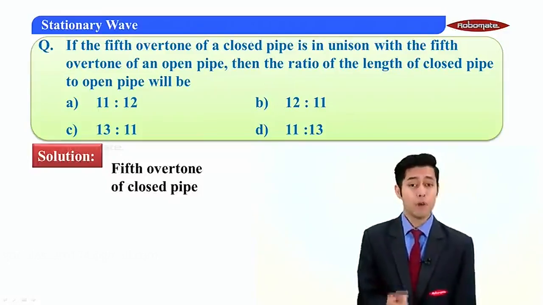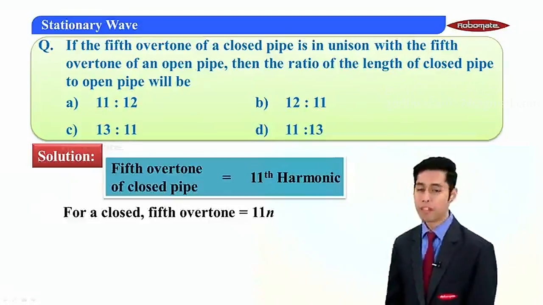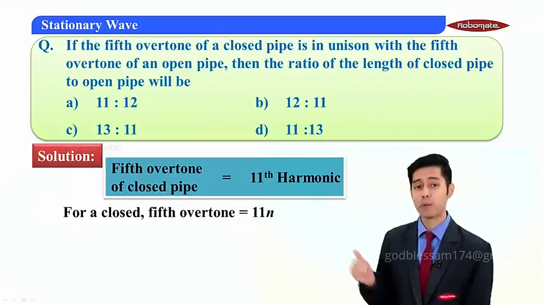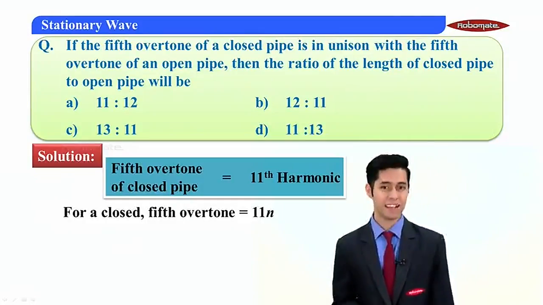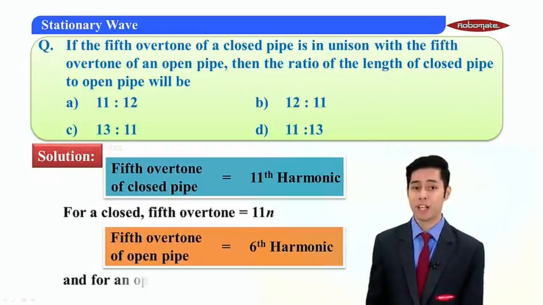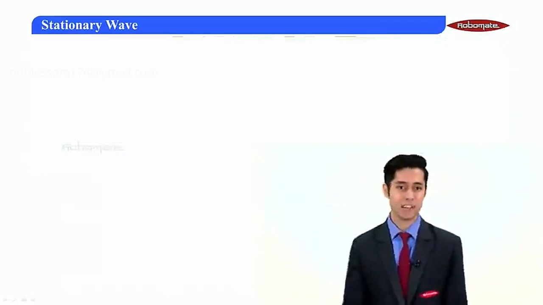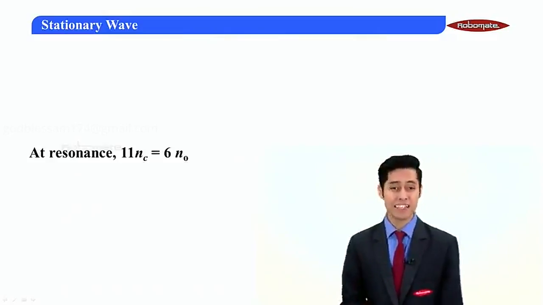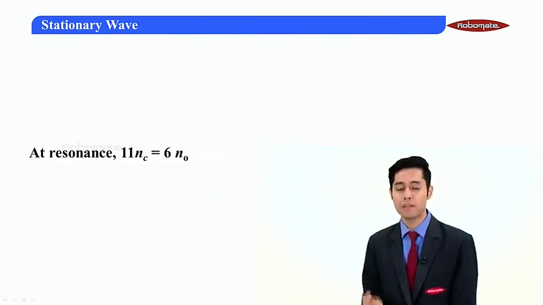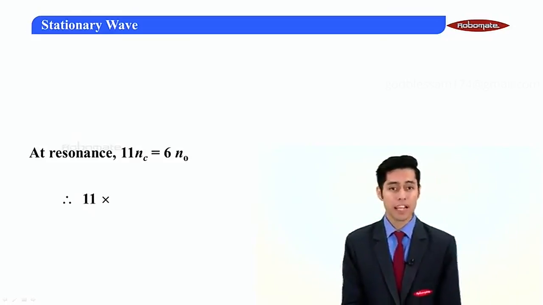To solve this problem, let us write down the first given data. We know that fifth overtone of a closed pipe will be, can I say 11th harmonic? So fifth overtone of a closed pipe is 11th harmonic. Mathematically, fifth overtone is equal to 11N. Again, fifth overtone for an open pipe, as we all know, is the sixth harmonic. So I can say that open pipe fifth overtone will be 6N. Now I also know that in this case, at resonance, 11Nc will be equal to 6N0. That means 11 times frequency of the closed pipe will be equal to 6 times frequency of the open pipe.